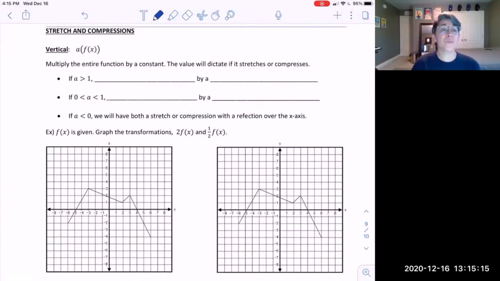Then we have stretch and compressions. So a vertical stretch or compression means you're multiplying the entire original function by some constant. And depending on the value of that constant will depend on whether or not you're stretching or compressing.